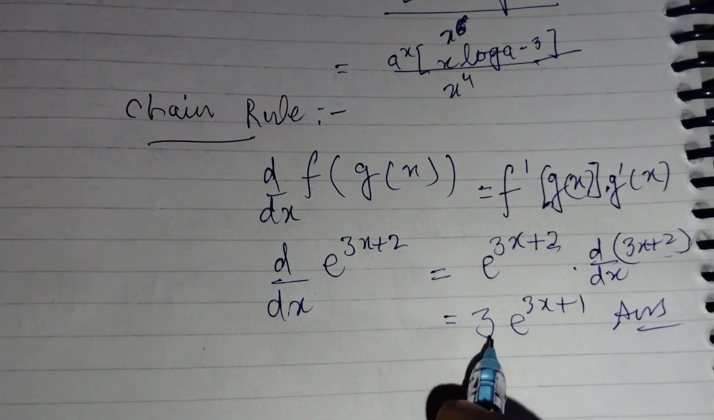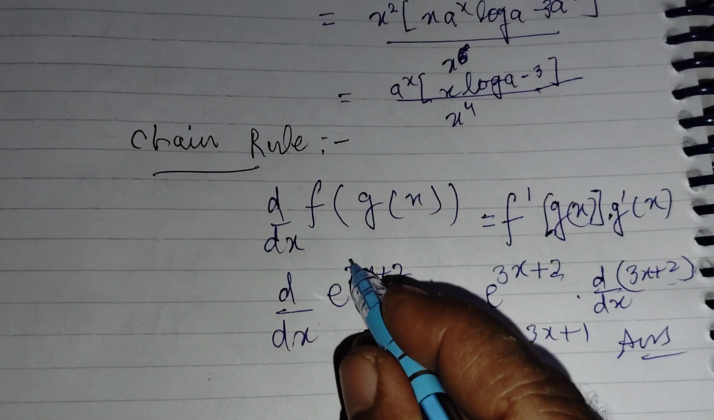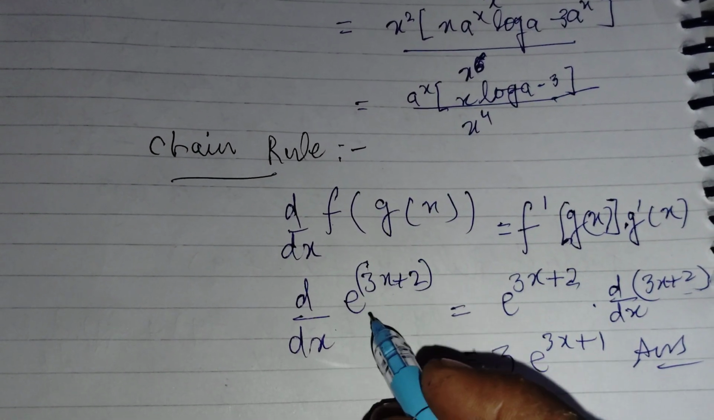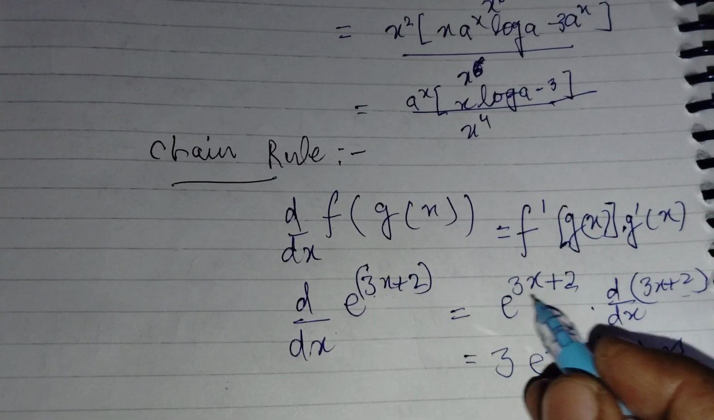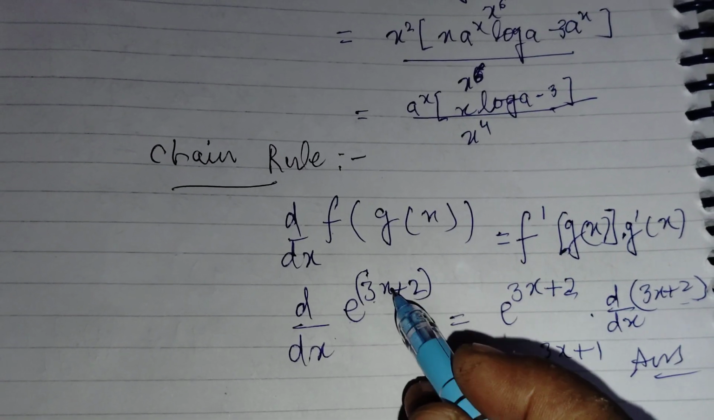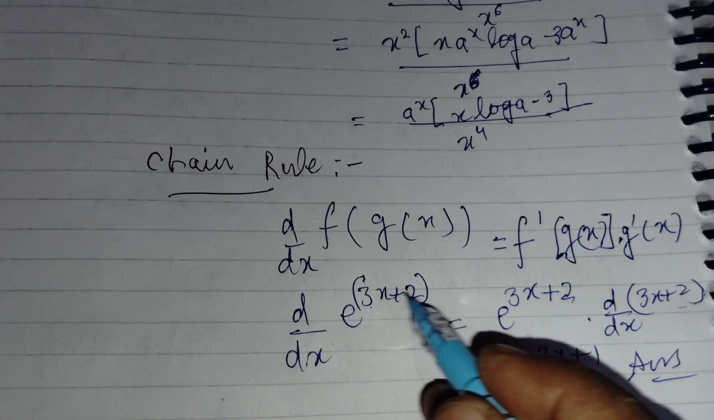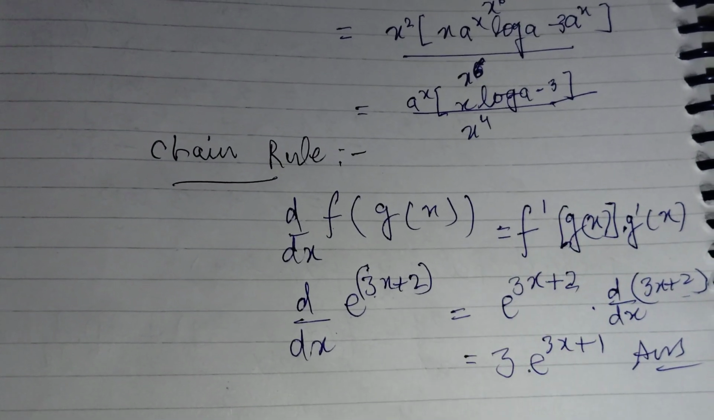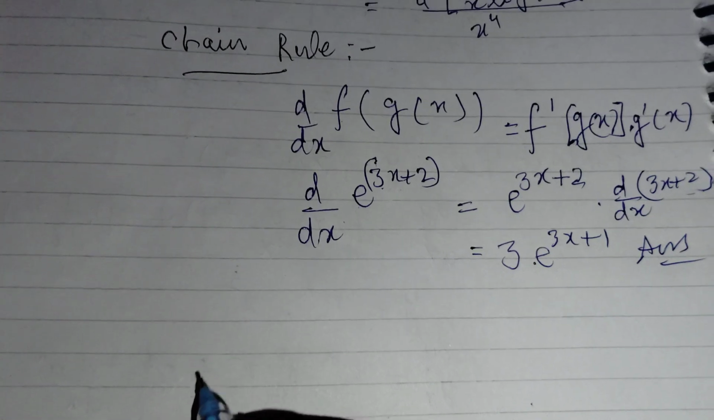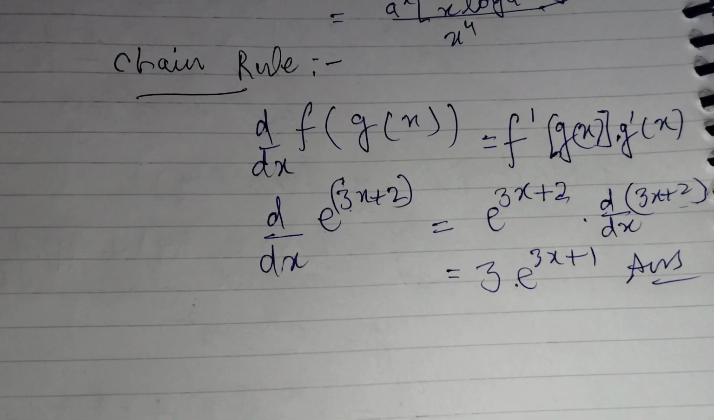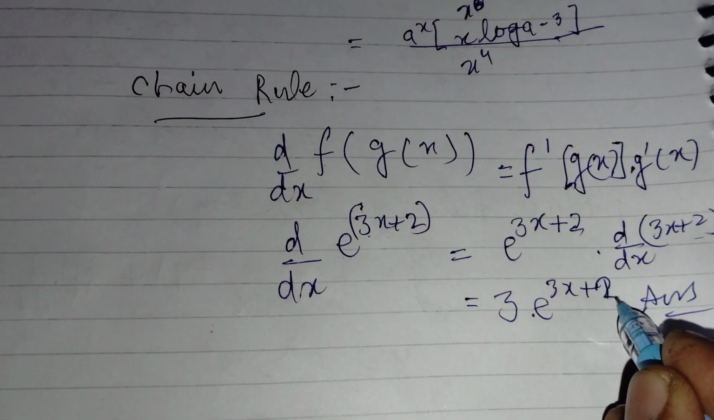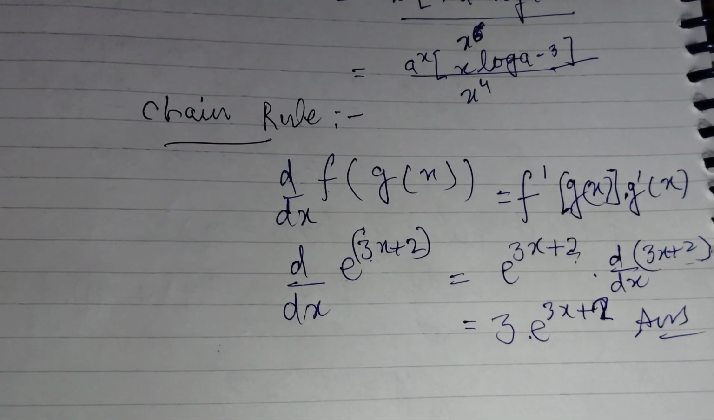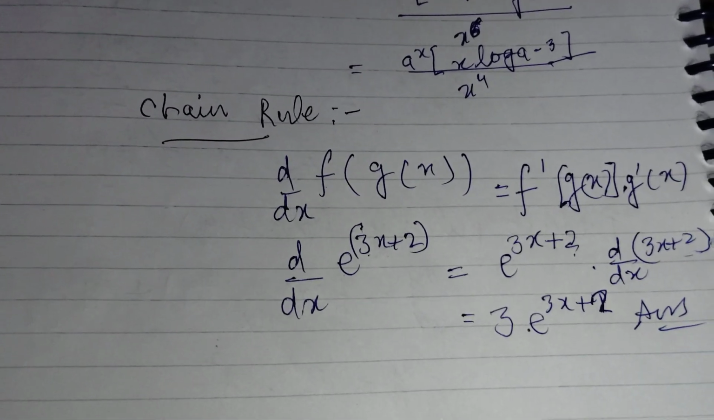So what do we see here? We first consider this as x, so e power x's differentiation we write as it is. Now we differentiate this term, and its differentiation is 3, which we write here. This is called the chain rule. Again, take an example. Now take another chain rule example.